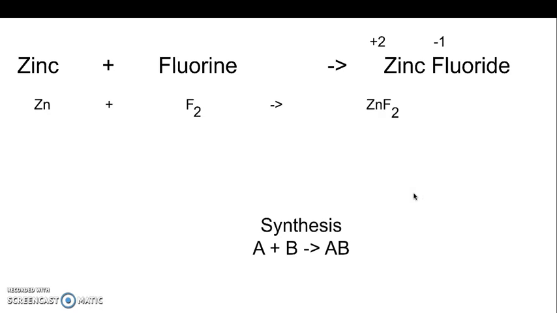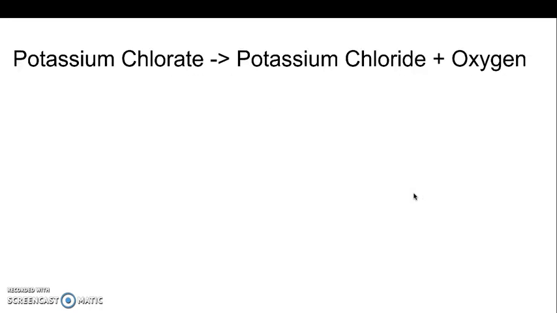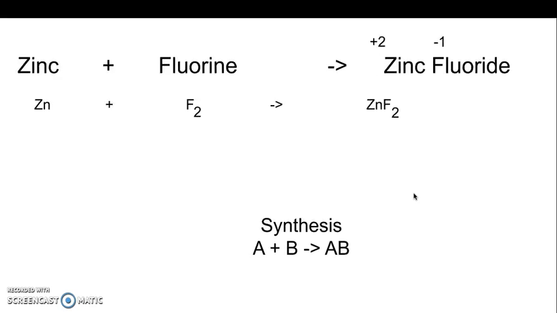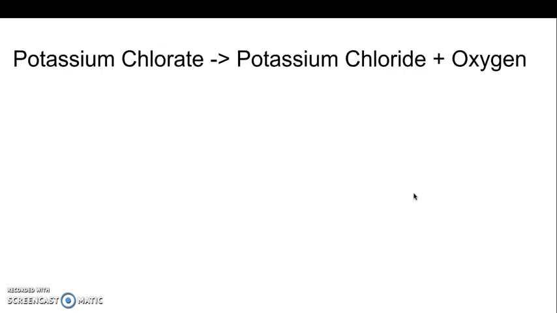This is a synthesis reaction because it's 2 things coming together to make one thing. And it looks like it's already balanced, so no balancing to do there. The next one, potassium chlorate, gives us potassium chloride plus oxygen.